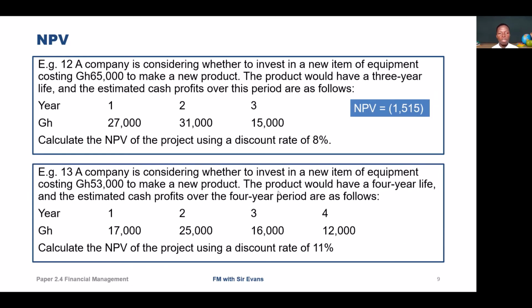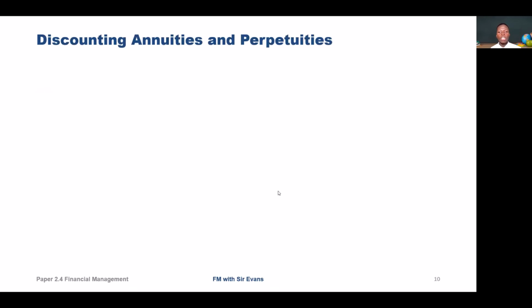In example 3, a company is considering whether to invest in a new item of equipment costing $53,000 to make a new product. The product will have a 4-year life, and the estimated cash profits over the 4-year period are: year 1, $17,000, using a discount factor at 11%; year 2, $25,000; year 3, $16,000; year 4, $12,000. The initial outflow is $53,000. When you sum all their PVs, you should get 2,210. This project looks attractive because it gives us an NPV above 0, a positive NPV.